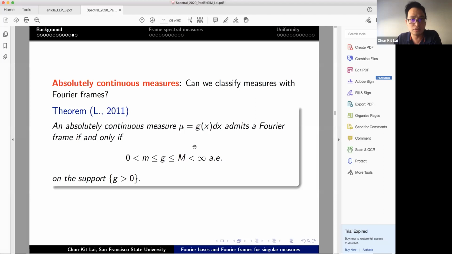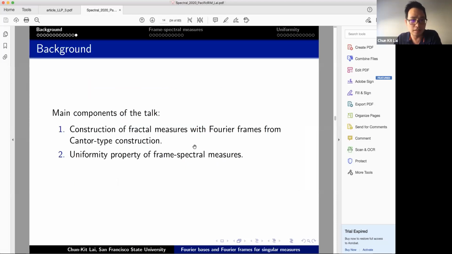So in the rest of the talk, I will try to go through the progress we have made so far. First of all, we will generalize the Jorgensen-Peterson construction, and we can find some Fourier Cantor sets with Fourier frames. And then the second part will be the uniformity.